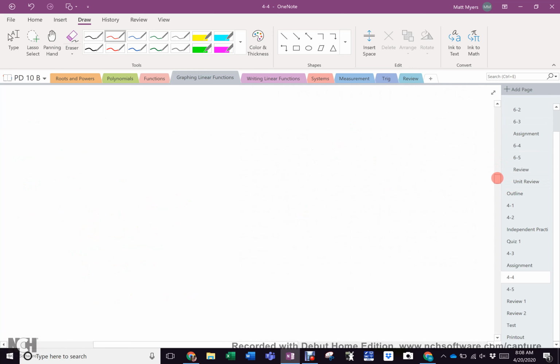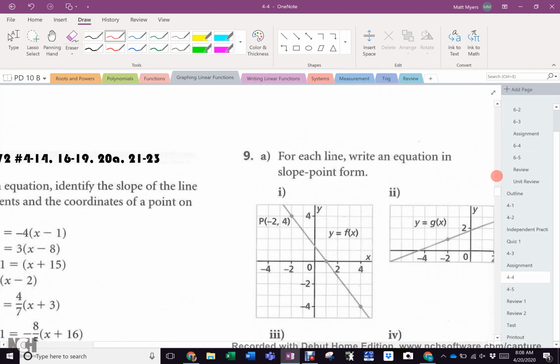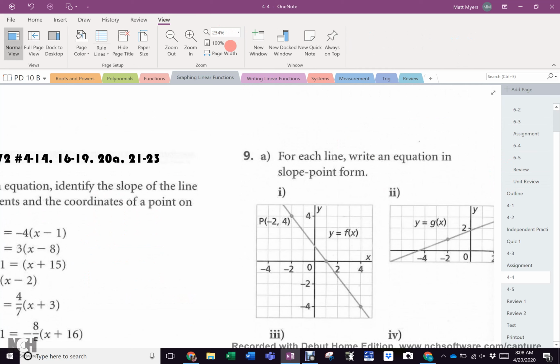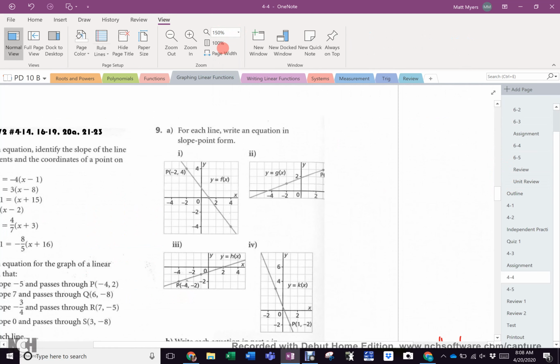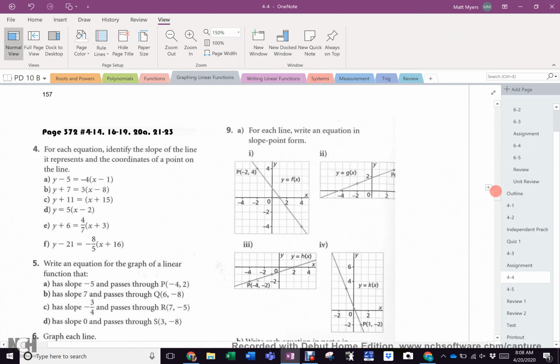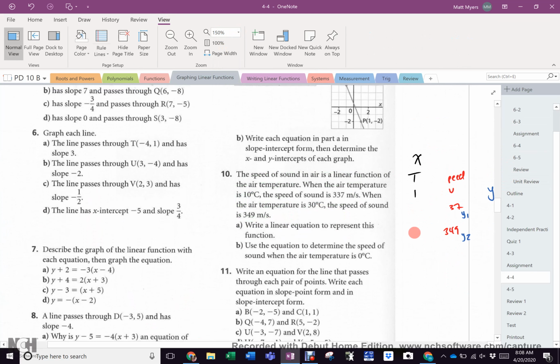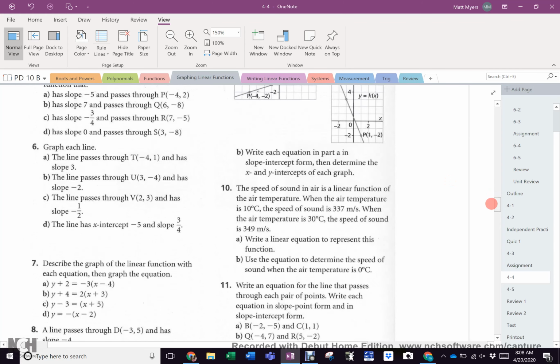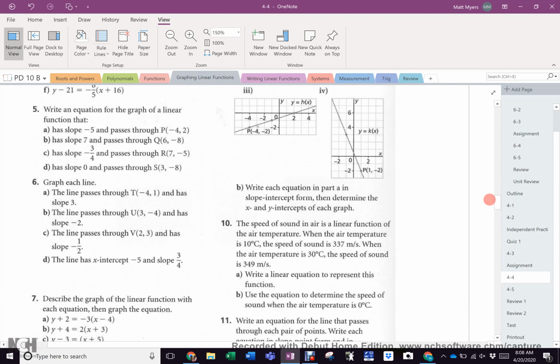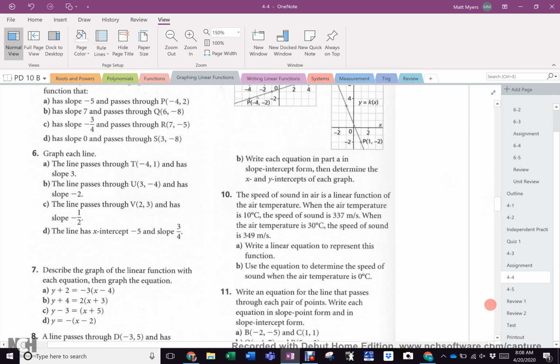So here's your work, as always. Now, let's talk about it a little bit. All of these up to number 10 are x and y, easy peasy. Number 10 gets a little weird. Notice it doesn't have x's and y's, it's got temperatures and times.